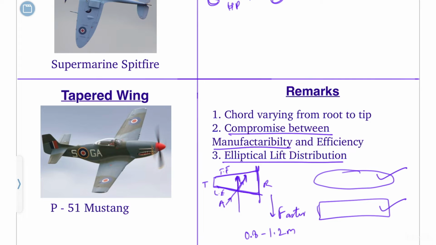It has an elliptical lift distribution, which is the most efficient way, which I have already discussed in the previous type of wing. Chord varies from root to tip, which I have already discussed, and this is the P-51 Mustang, generally used at the time of World War II.